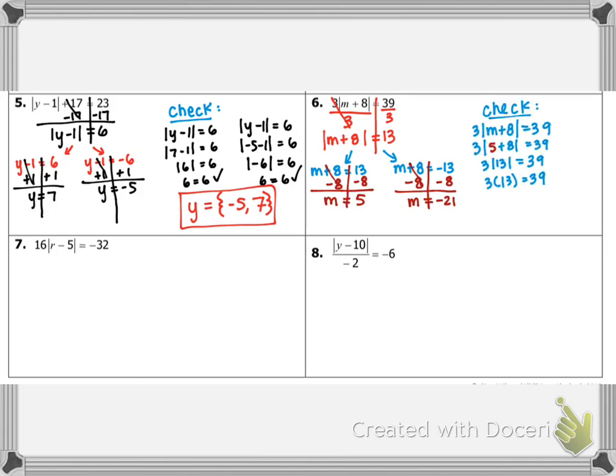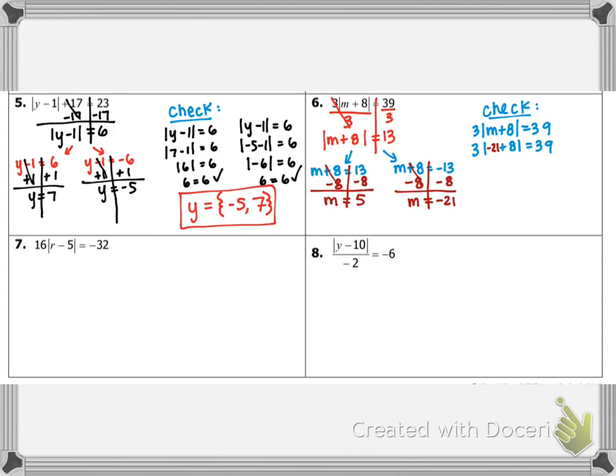So let's check. If we plug in 5 to m, we have to remember we always do grouping symbols first. Order of operations is coming back. So do 5 plus 8. 5 plus 8 is 13. The absolute value of 13 is just 13, right? Anything in an absolute value comes out positive, and we're multiplying these two. So 3 times 13 is 39. So that checks out. So 5 is one of our answers.